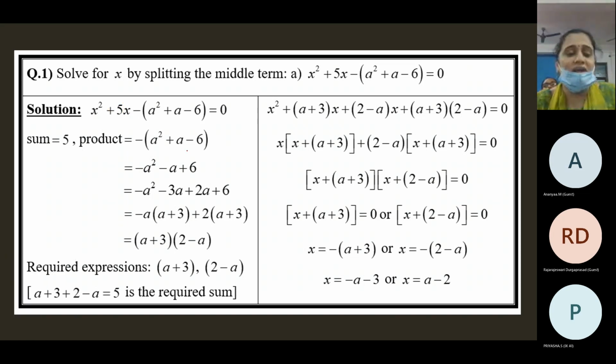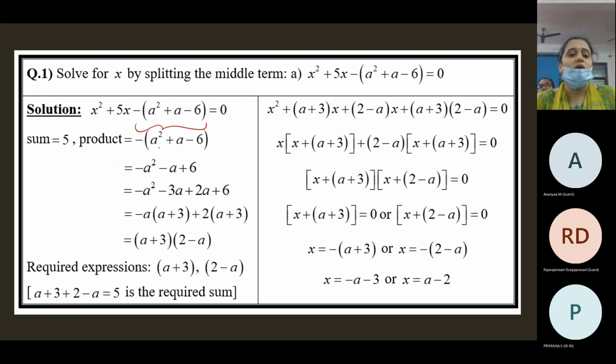Now, when it is in the standard form, you can easily get the values for the sum and product. What is the sum? Plus 5. We've been learning this since standard 8 or 9. So the sum is plus 5, and this is the product. It's actually 1 into this, the coefficient of x squared, but since it's 1, we just ignore it.